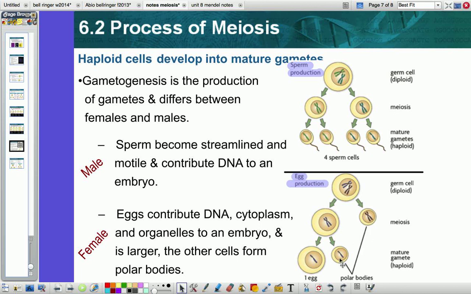The fact of the matter is these polar bodies are of no value. They end up getting absorbed right back by your body and cannot become a fertilized egg. This is the only egg that will go on and potentially become fertilized to form a new life, or a new organism.